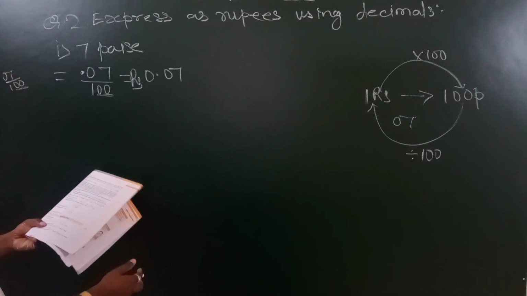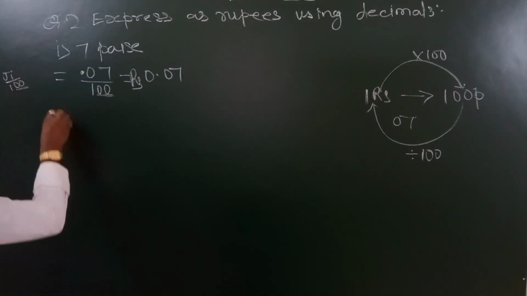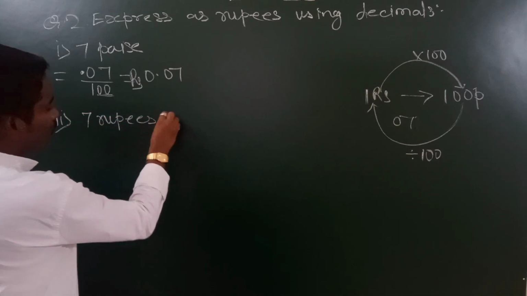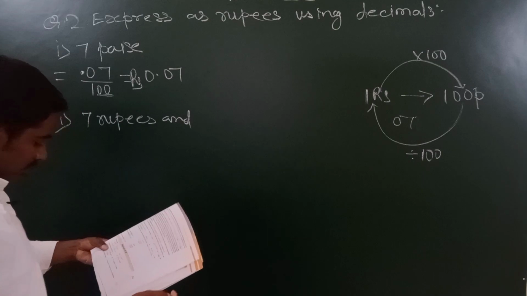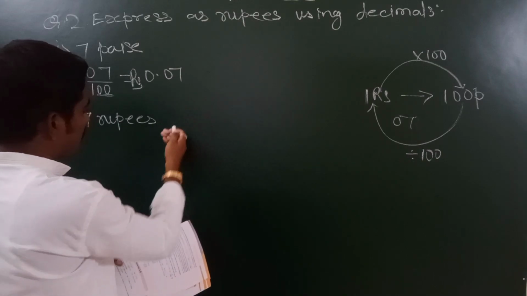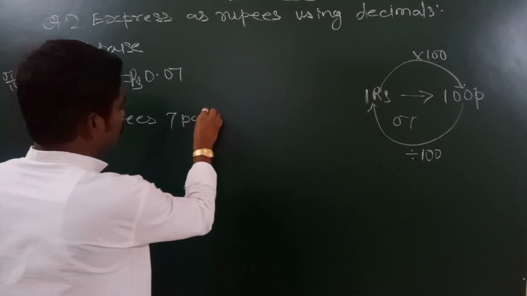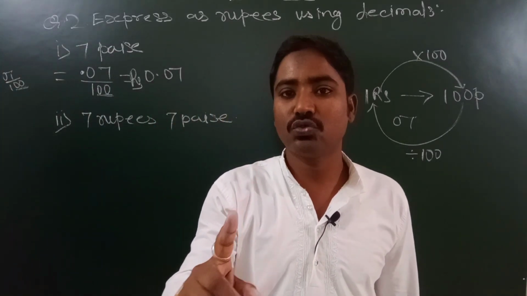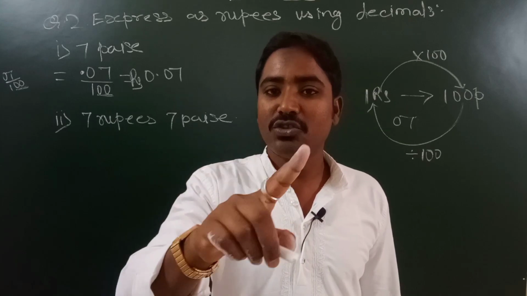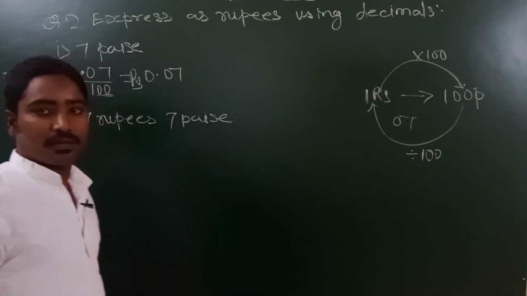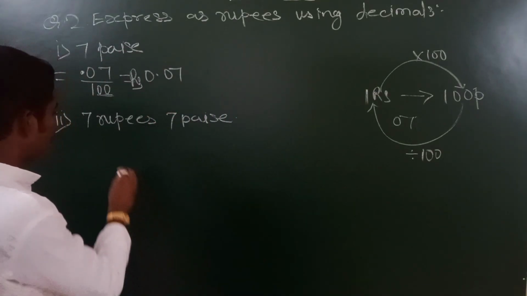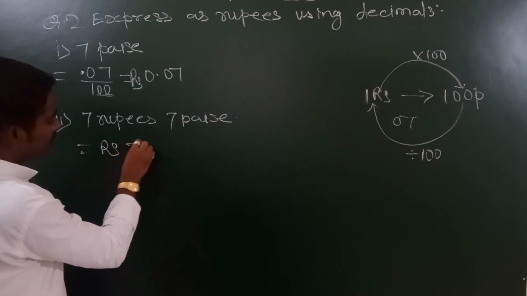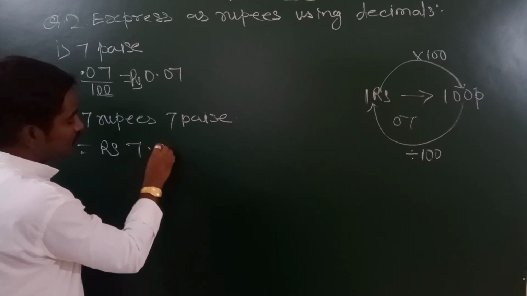Moving to the next segment, number 2. We are having 7 rupees and 7 paise. The question is written like this. Now you have to use your decimal and write the same in rupees. So how will we write, students? We will write it equals to Rs 7.07.